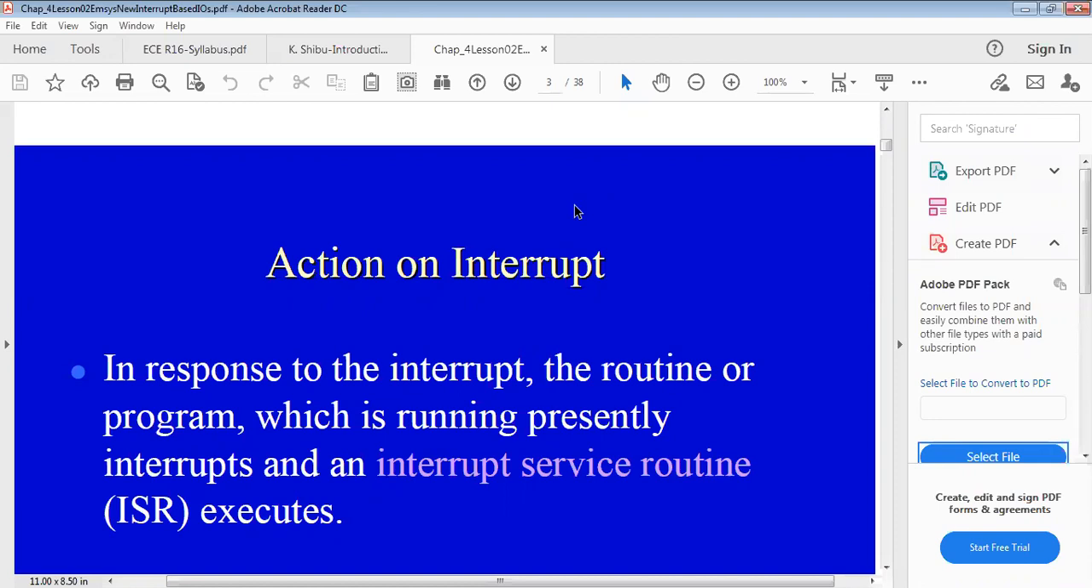Interrupt service routine. What is the routine? Routine, function. What is meant by routine here?